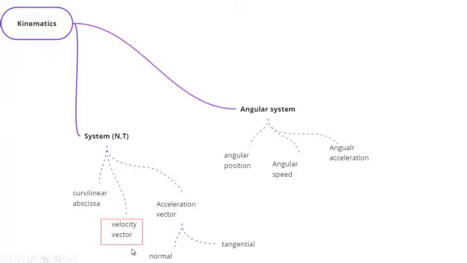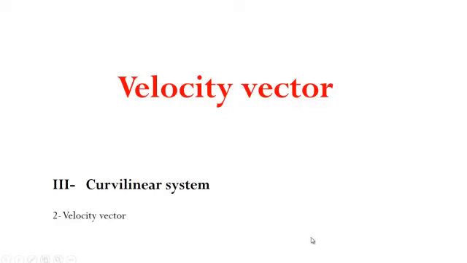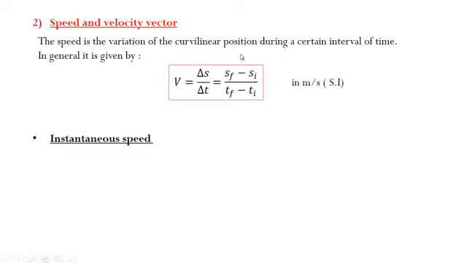Now, what do we mean by the velocity vector? How do we find the velocity vector in this system? The definition of the velocity won't change, it will remain the same. By definition, it's the variation of the curvilinear position during a certain interval of time. So it's s final minus s initial over t final minus t initial. We saw in the Cartesian system that the vector v equals delta r over delta t. So what we changed is the position vector into a curvilinear position s.